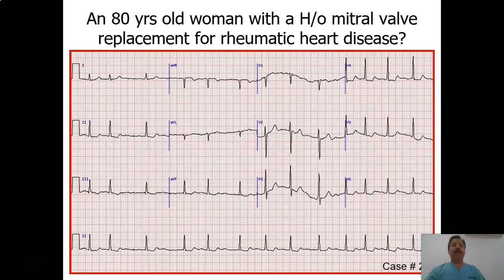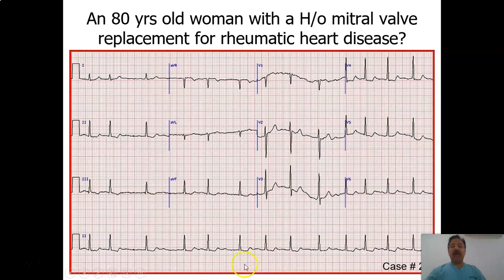Case number 2, an 80-year-old woman with a history of mitral valve replacement for rheumatic heart disease. Just have a look at this ECG and try to apply the 7 steps. So rate and rhythm: you will look at the bottom of the ECG. This looks like an irregular ECG, so the method to determine the rate should be the 6-second method. Let's apply the 6-second method here.